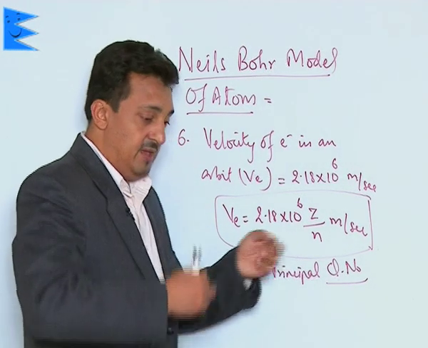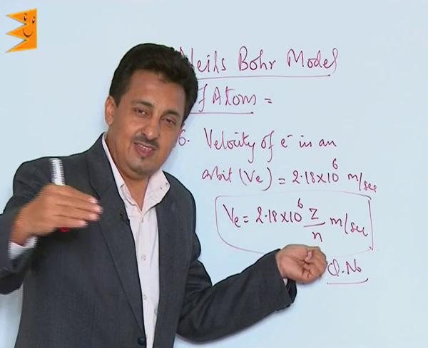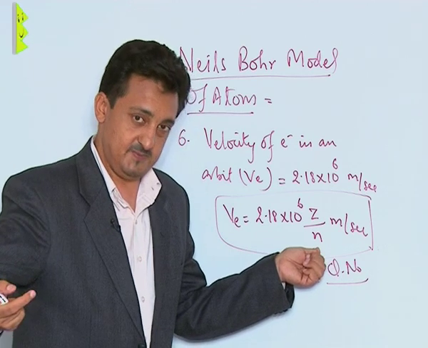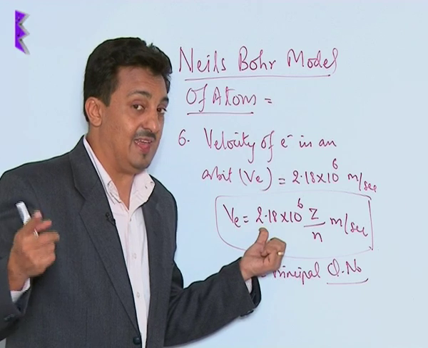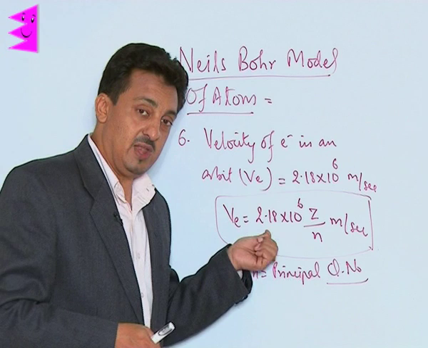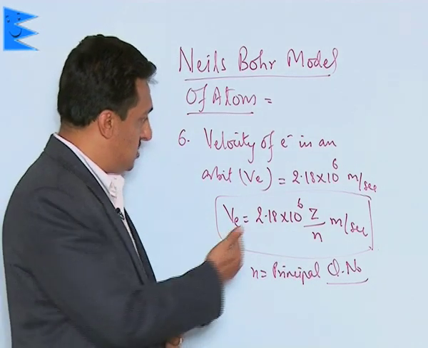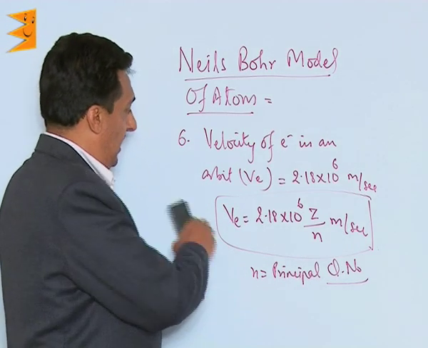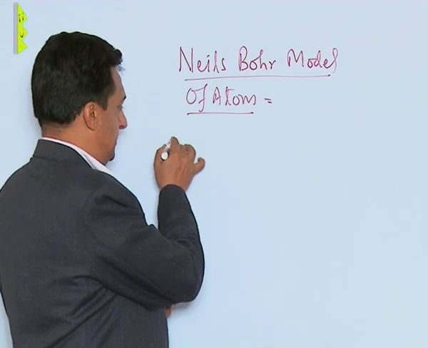So what we find is, as we move away from the nucleus, as the value of n increases, the velocity of the electron will keep on decreasing. This value is also very big. Remember, the speed of light is 3 into 10 to the power 8 meters per second, whereas the velocity of the electron in the first Bohr orbit is 2.18 into 10 to the power 6 meters per second. That's the most important thing. So the sixth postulate talks about the velocity of the electron in the orbit, and the seventh one talks about the radius of the orbit.